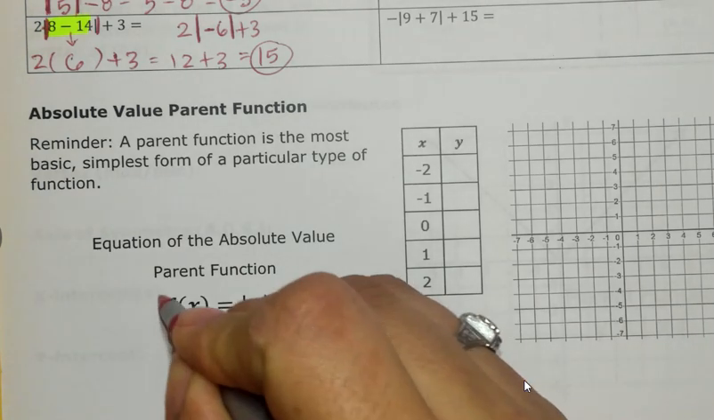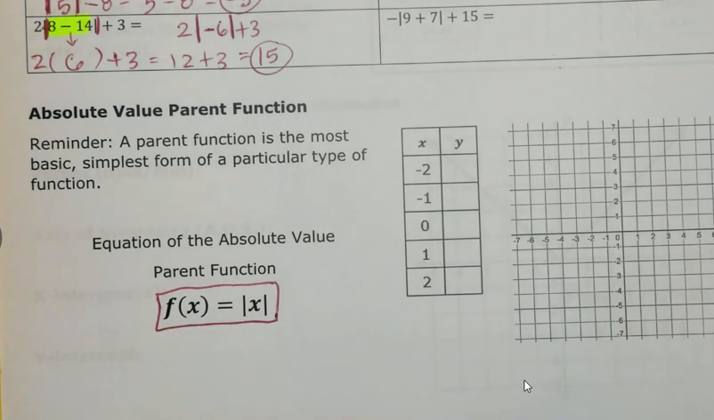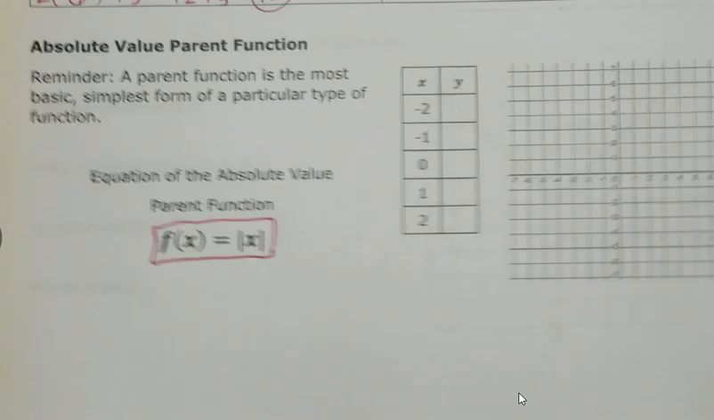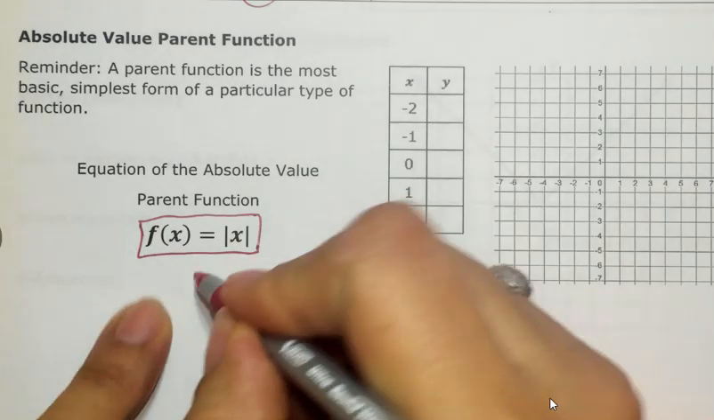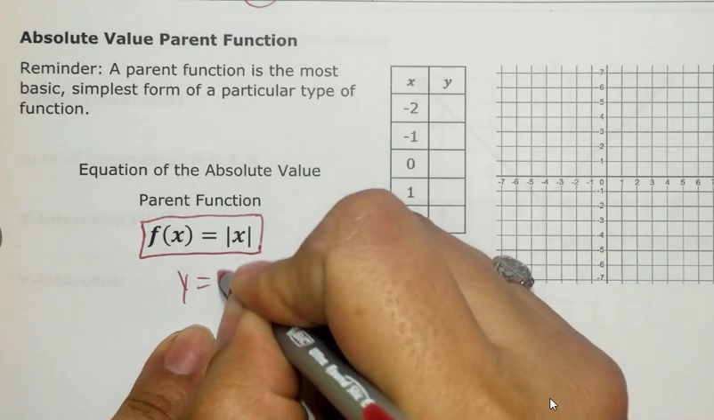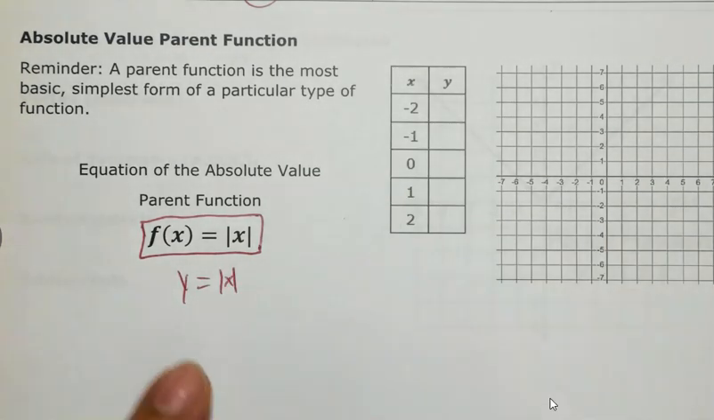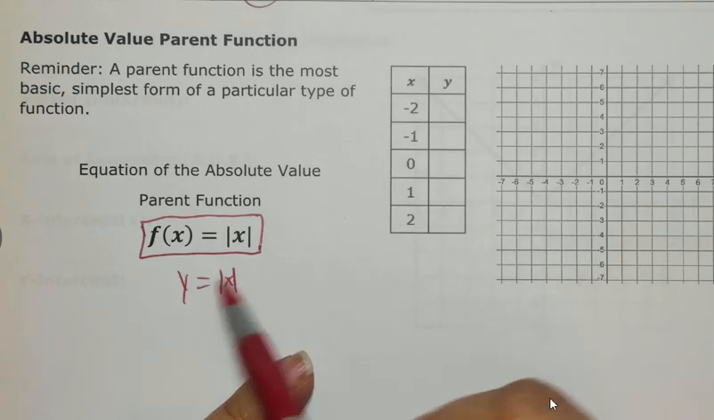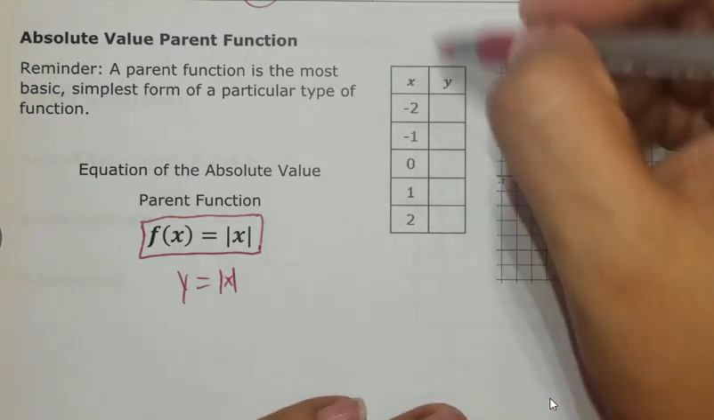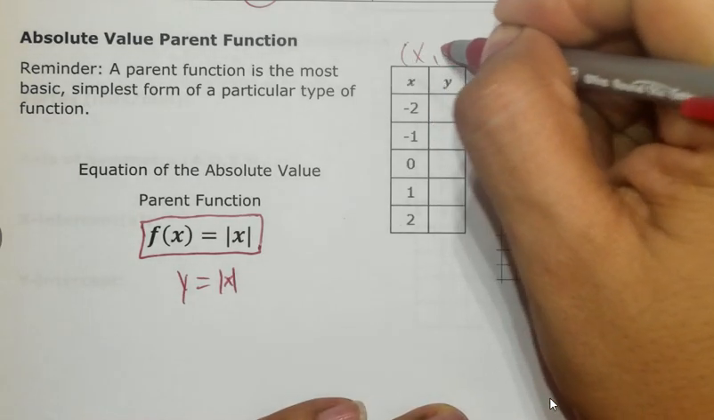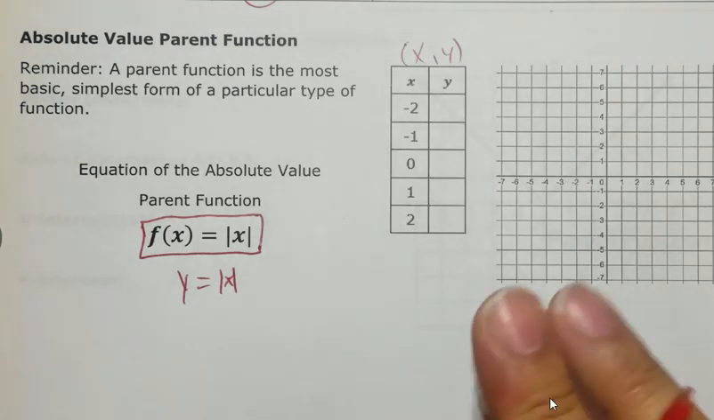And it follows this function right here. F of x equals absolute value of x. And that f of x sometimes is written as y. So you can also see it like this. Y equals absolute value of x. And again, y and x are just the relationship between x and y. So here's the table of values. These are points that we end up plotting.